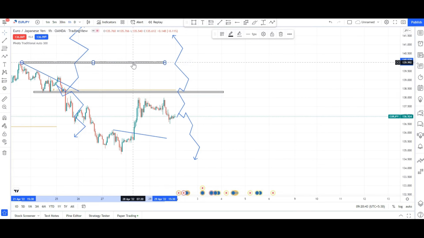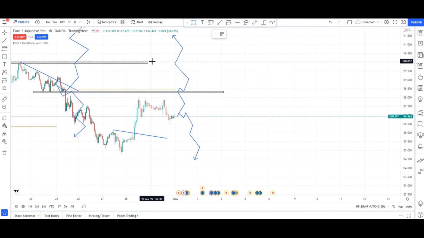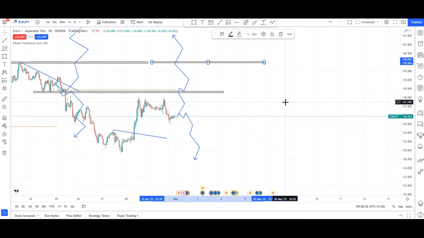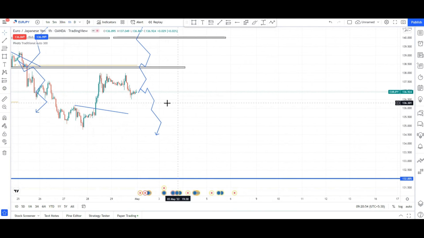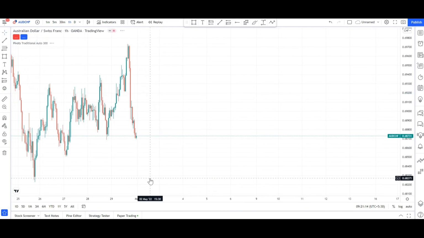I will shift this and make it separate, so you will get the nicest view of it. So up till here. Okay guys, if it breaks, then you can expect it can come up till here, but it has to reach up till here. After that, if it breaks this trend line, this buyer zone area, then you can expect up till here, 132. Okay guys, next we can see AUD versus CHF.